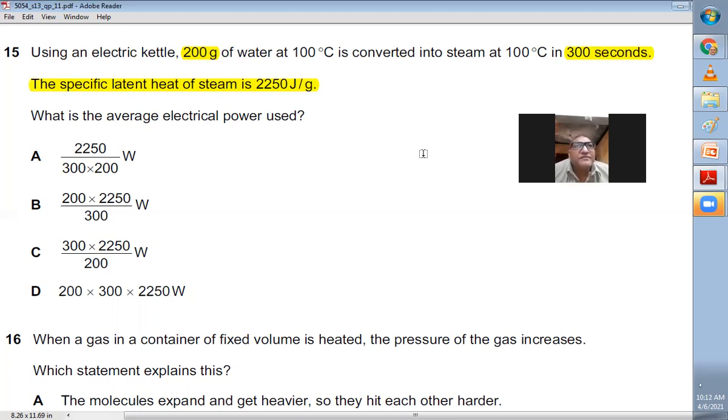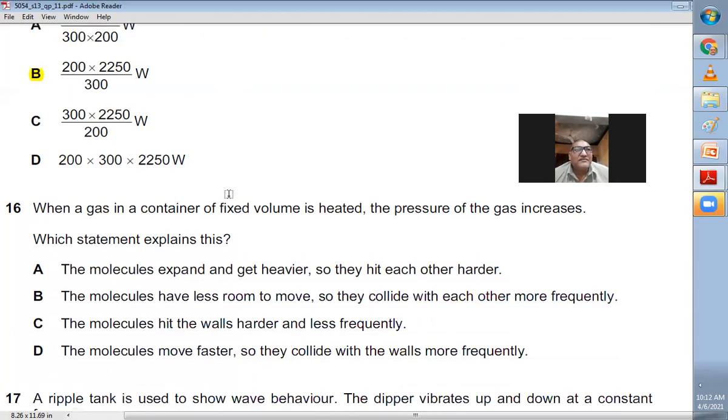That will be 200 multiply L divided by time. 200 multiply 2250 divided by 300 seconds. So this will give you the power. So I think B is the right answer. Question number 15, B is the right answer, sir. Heat is M multiply L. M stands for mass, L stands for the specific latent heat, and T stands for the time. Power will be equal to M multiply L divided by T.